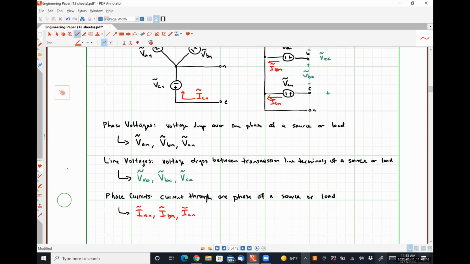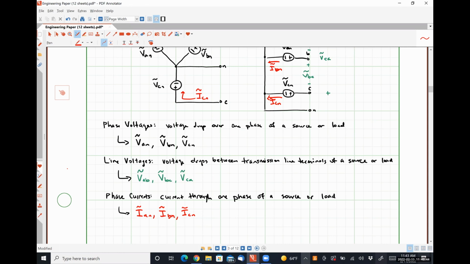For all of the different configurations that we're going to talk about today and probably a little bit next week, we're going to need to be able to identify phase voltages, line voltages, and phase currents. Those are the tricky ones. Line currents are easy because it's always just the current through the transmission line. There is no ambiguity there.